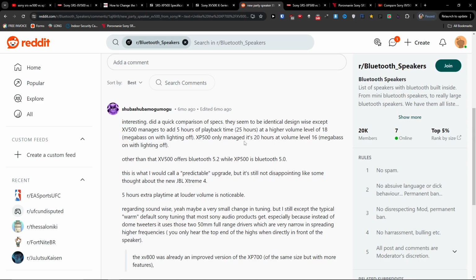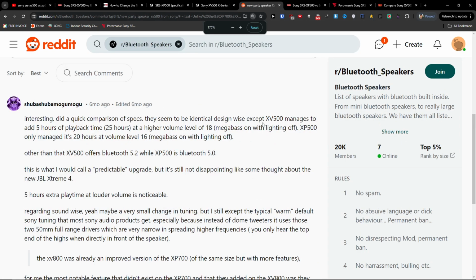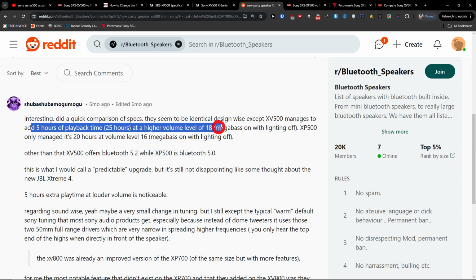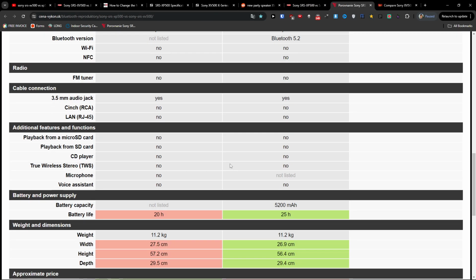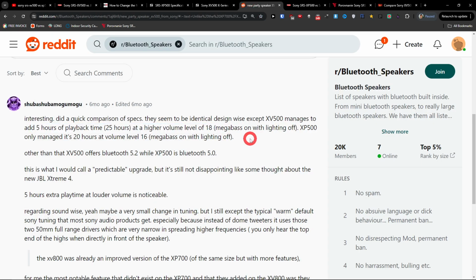So the primary difference is that the XV500 manages to add 5 hours of playback time at a higher volume level of 18. So it got 5 hours more playback time. So this is the first thing, you get 5 more hours compared to 20 hours. Then XP500 only manages 20 hours at volume level 16, with lighting off.